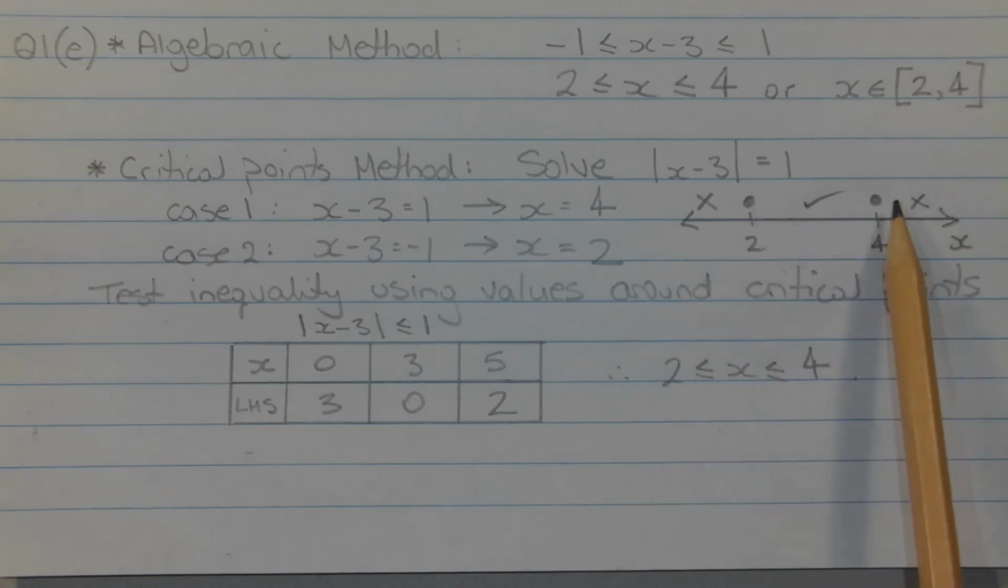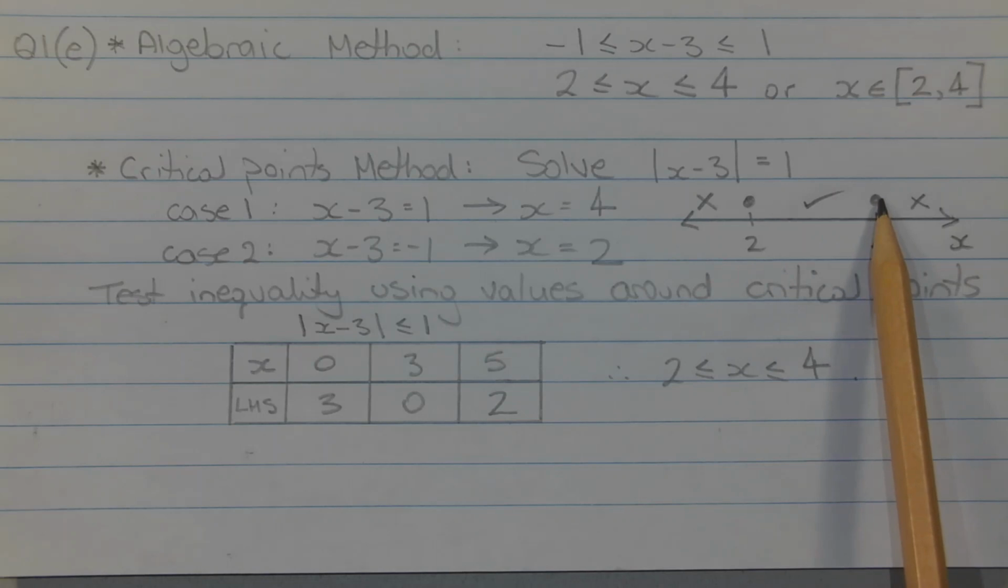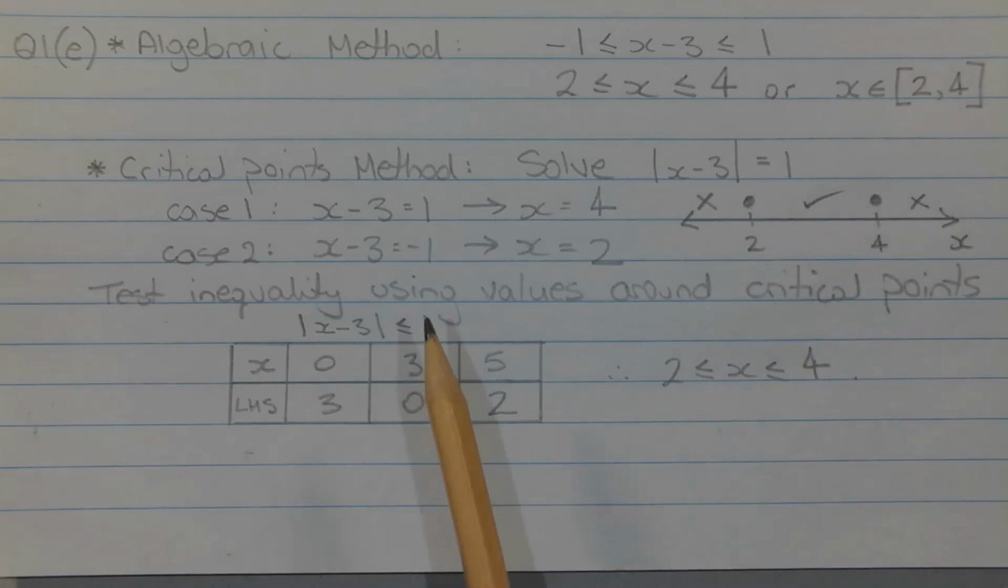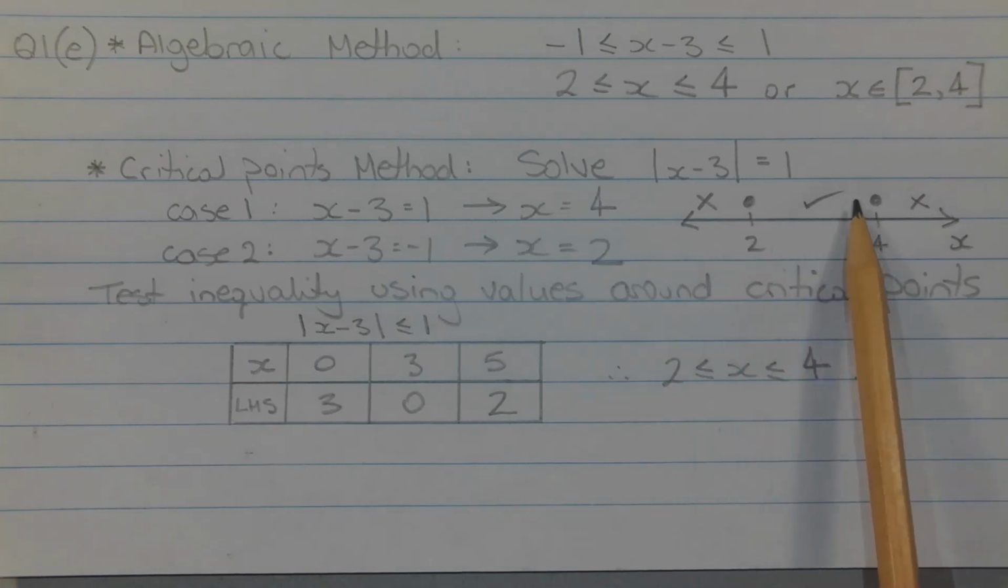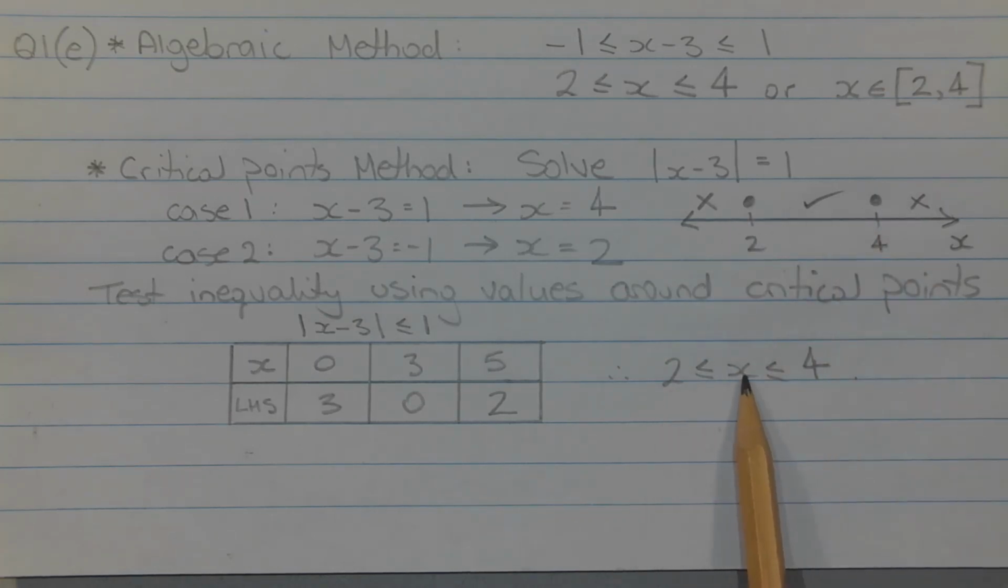Note though that the critical points are shown with a closed circle because the endpoints are included in the solution, because the inequality shows a less than or equal to symbol there. So putting that all together, this is the correct interval. We have x is greater than or equal to 2 and less than or equal to 4.